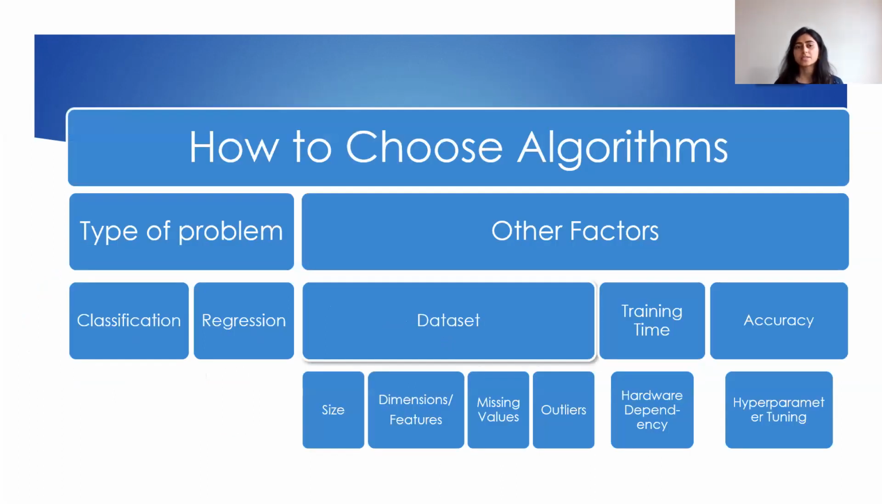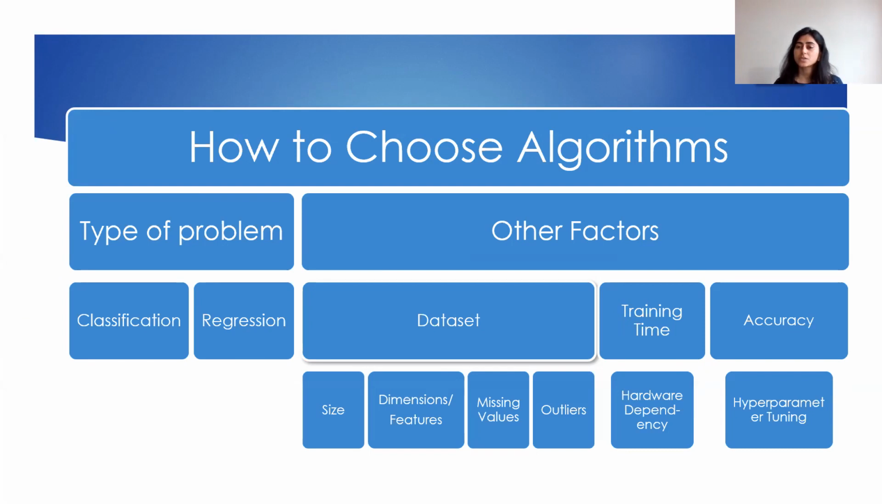So the important slide is how to choose the algorithm. What are the various ways of choosing the best algorithm? Initially you should know what kind of problem you're going to solve, whether it is related to classification or regression. I'm going to cover the exact difference between classification and regression in the next slides.